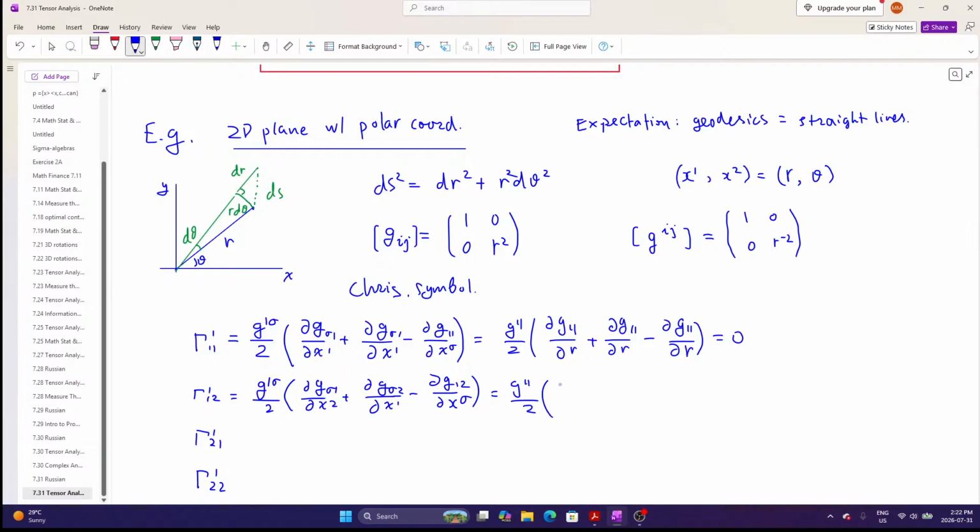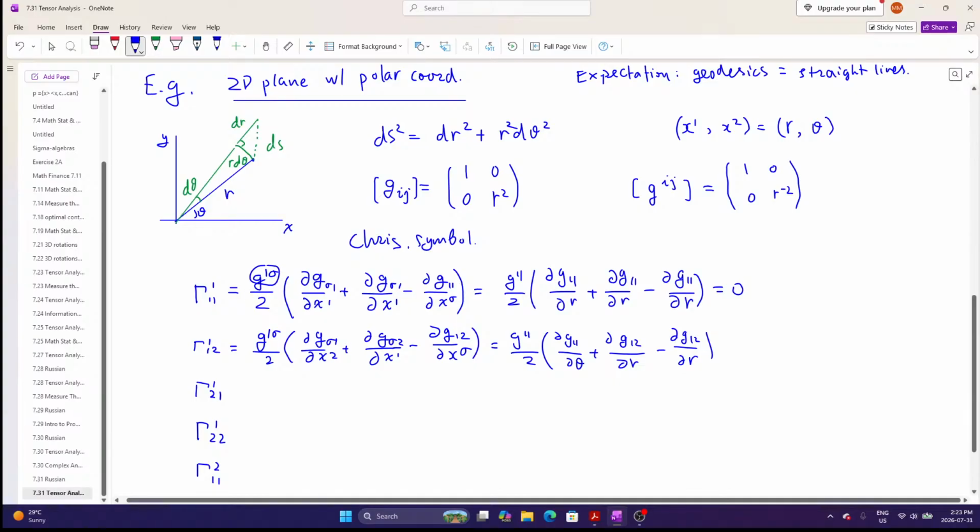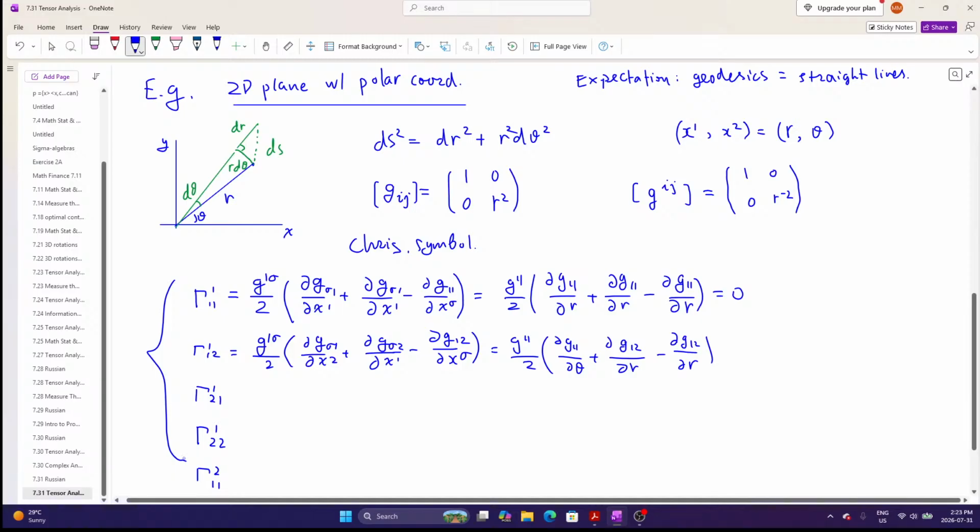dg11 over dx2. dx2 is theta, and then plus dg12 over dx1, which is dr, and then minus dg12 over dx1, which is just r. The second term vanishes because g12 is 0. In fact, due to the fact that g12 is 0, the first 4 Christoffel symbols all have exactly one term.